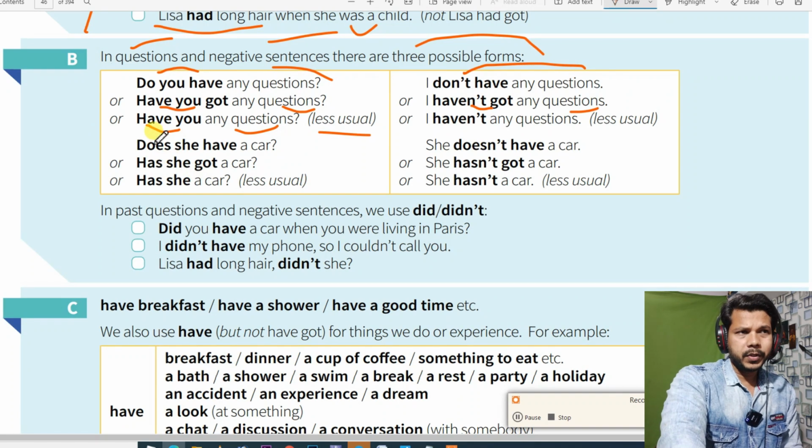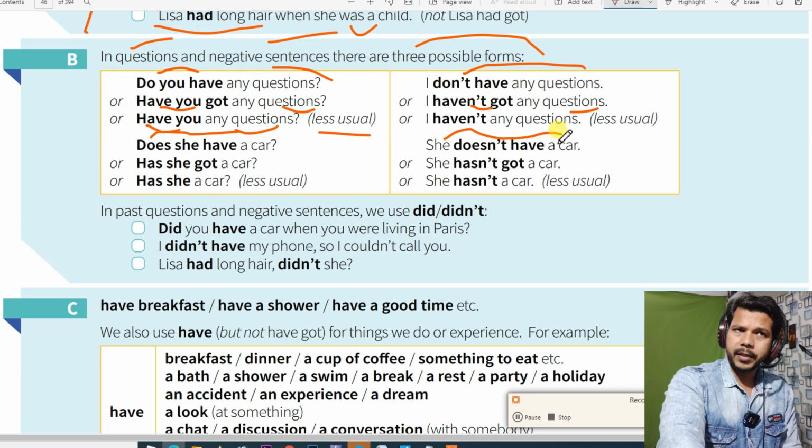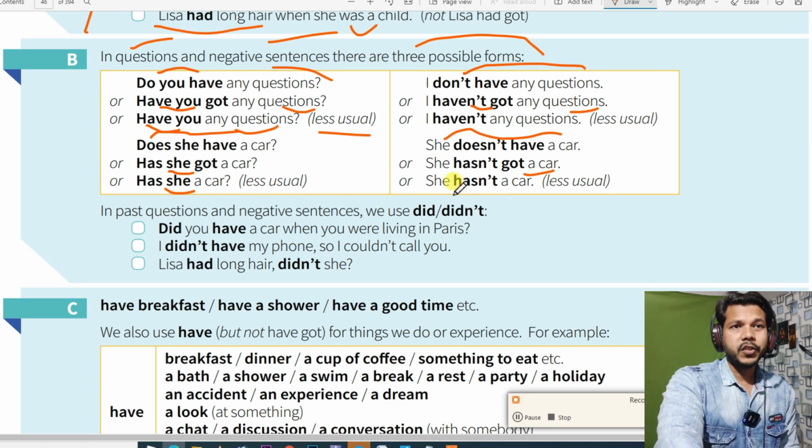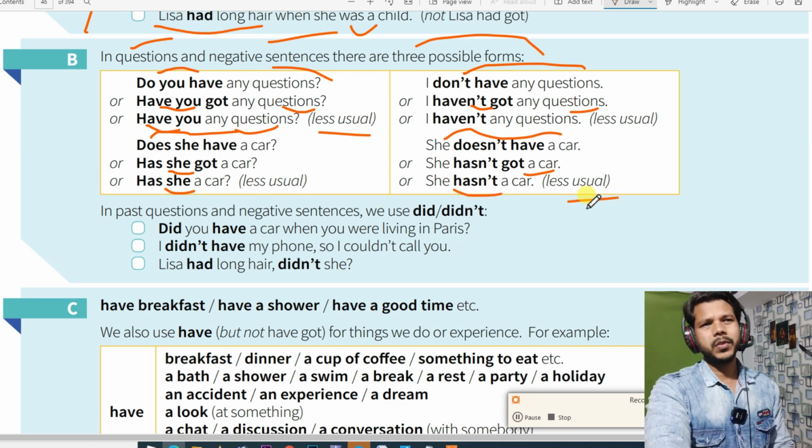If you talk about third person, you can say, does she have a car? Absolutely correct. In negative, she doesn't have a car. Correct. Has she got a car? Correct. She hasn't got a car. Correct. Or has she a car? Less usual. Not very much in use. Okay. She hasn't a car. Less usual. It is not used.